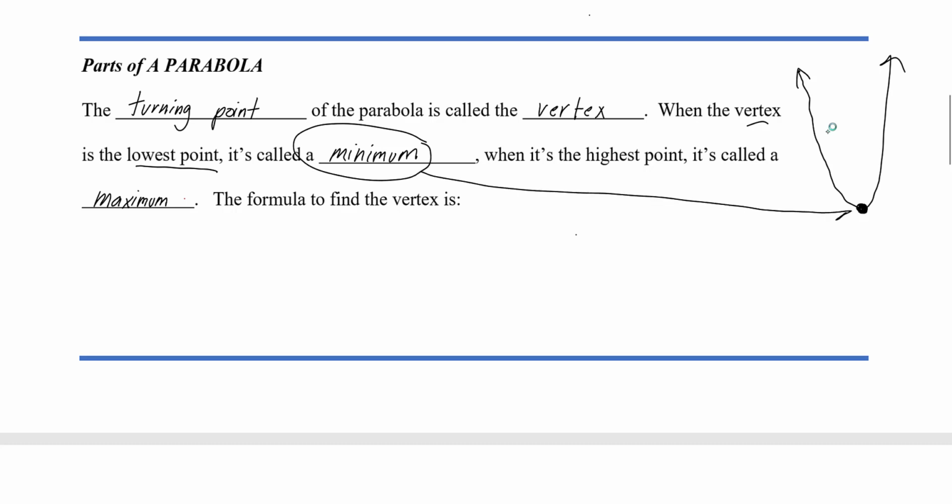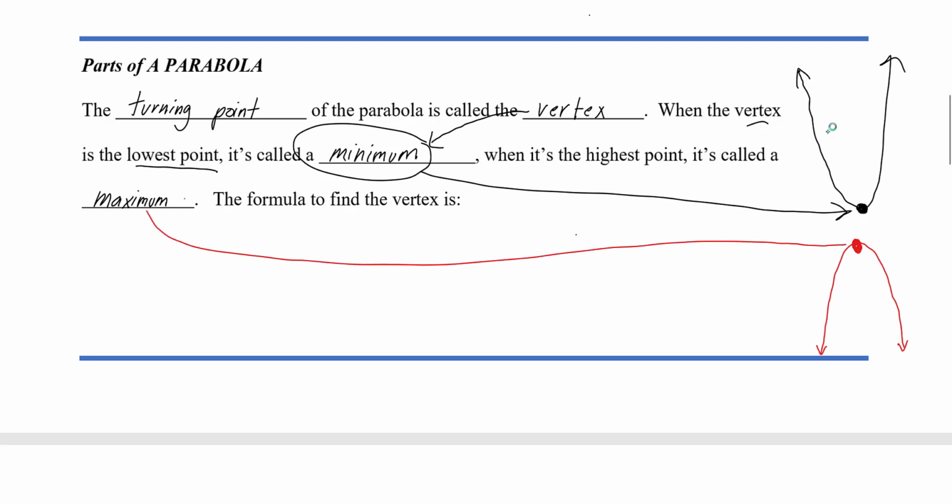So this vertex, it's important to know, minimum and vertex are kind of talking about the same thing for this example. But then if we drew an upside down U, that's seemingly increasing forever, but then changes direction, starts heading downhill, this too is called a vertex, but since it's a highest point, it is called a maximum. But again, vertex and maximum really are referring to the same thing here.